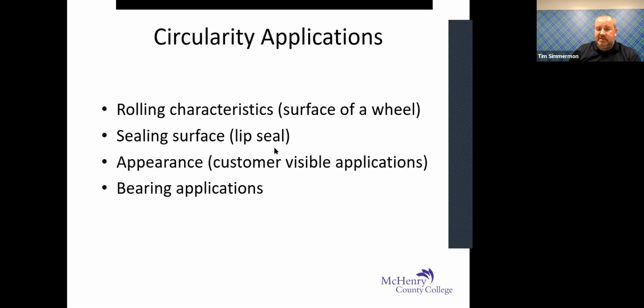Where would we want something to be circular? So obviously things like rolling characteristics. If your tire or your wheel on your car was not round, it'd be a bumpy ride. Sealing surfaces, again, think of a hydraulic piston as it's coming in and out of its assembly. If that wasn't circular, when it's passing through the gasket, we're gonna have oil leaks. Appearance, once again, it might be a bit more wide open of a tolerance for an appearance tolerance, but it's still there. And then bearing applications.